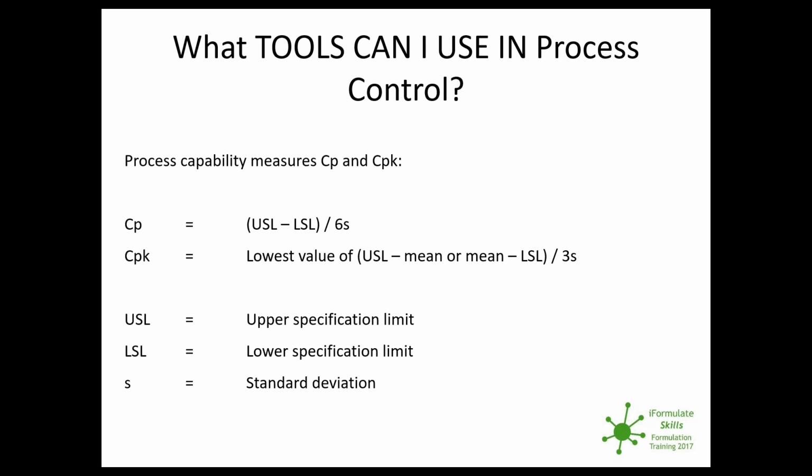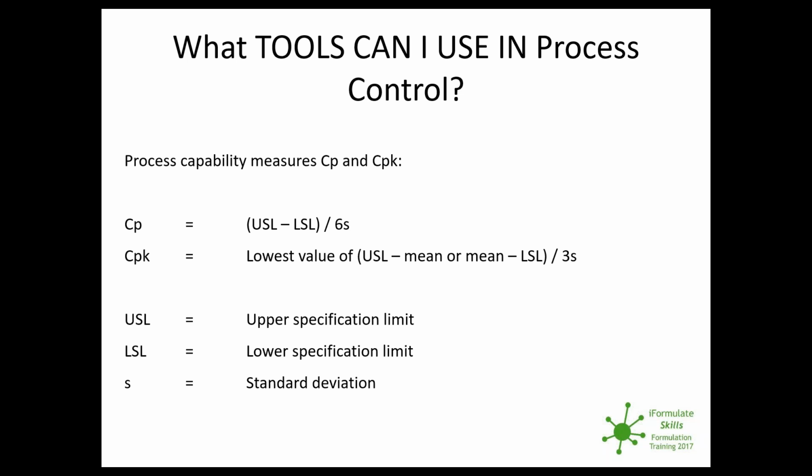Process capability, say CP and CPK, are formulas which allow us to understand whether our process is in control. We can see the top formula: CP is simply the upper specification limit minus the lower specification limit, so that's the specification that we need to sit between, divided by 6 standard deviations. And a standard deviation is how spread out the variability of the process is.